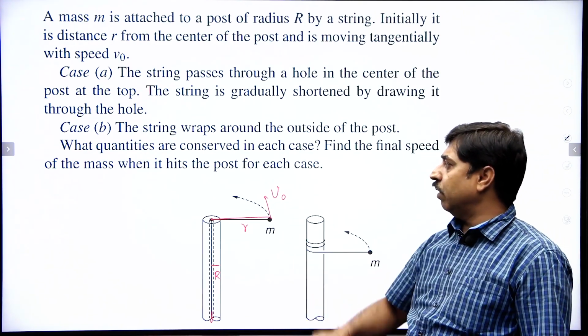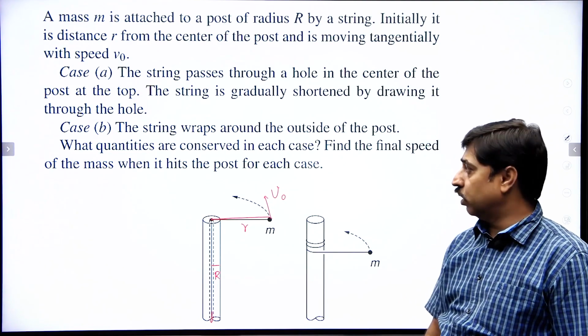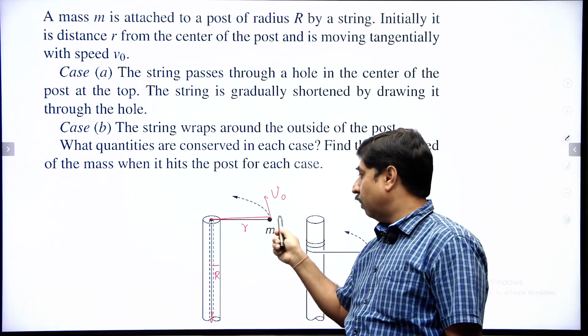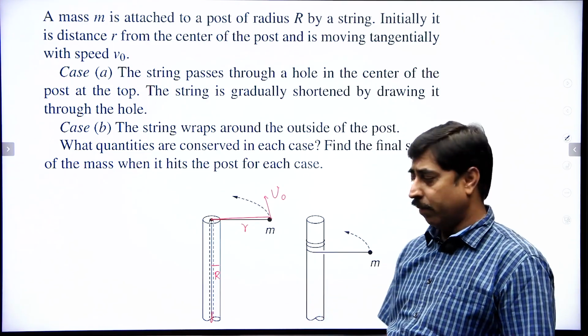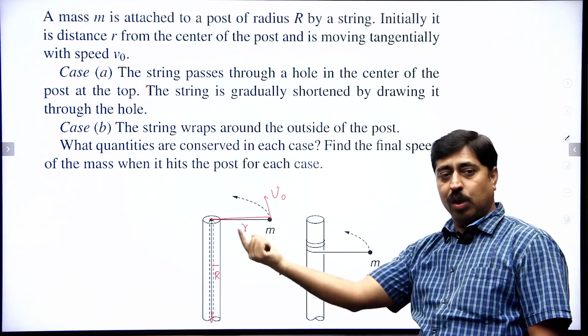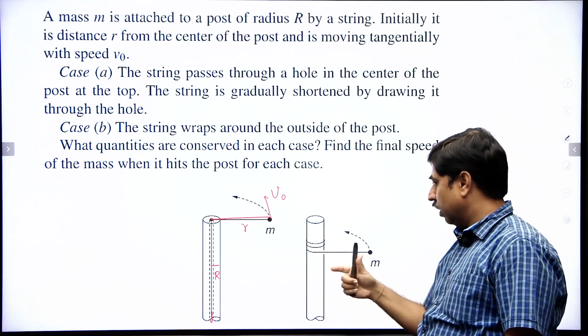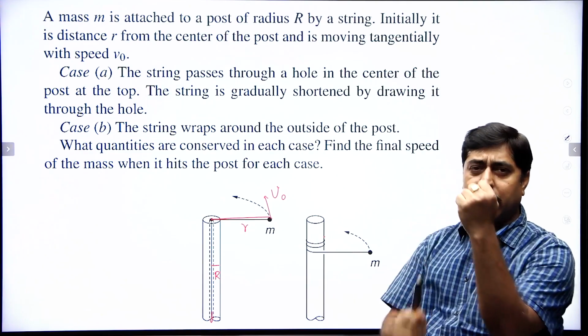Find the final speed of the mass when it hits the post for each case. If you keep on drawing this string, the mass is ultimately going to hit this pipe. Similarly, here, if the mass goes on and on around the post, after some time it is going to hit the post.